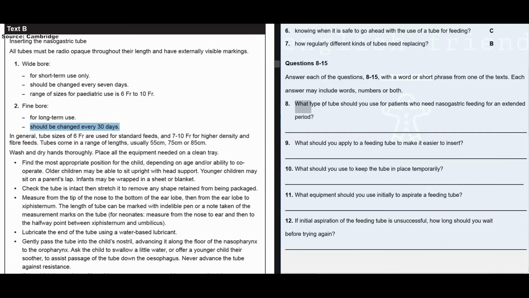Question number 8. What type of tube should you use for patients who need nasogastric feeding for an extended period? So that is quite clear from text B. Here you may see wide bore type of tube is used for short term and fine bore is used for long term. And that's what the question is about: who need nasogastric feeding for an extended period. So the answer for question number 8 is fine bore.